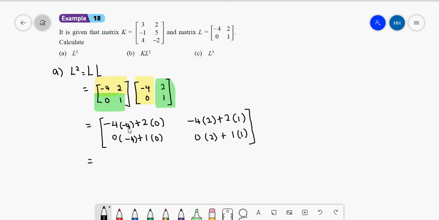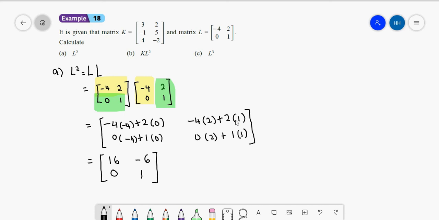-4 times -4 is 16 plus 0. So this is 16. And then 0 times -4 is 0, plus 1 times 0 is also 0. So the second row and first column is 0. Now -4 times 2 is -8 plus 2. So this is -6. And the last one, 0 times 2 is 0, plus 1. So this is 1.